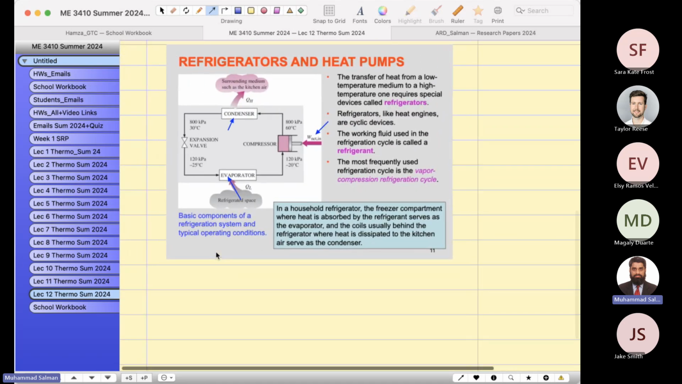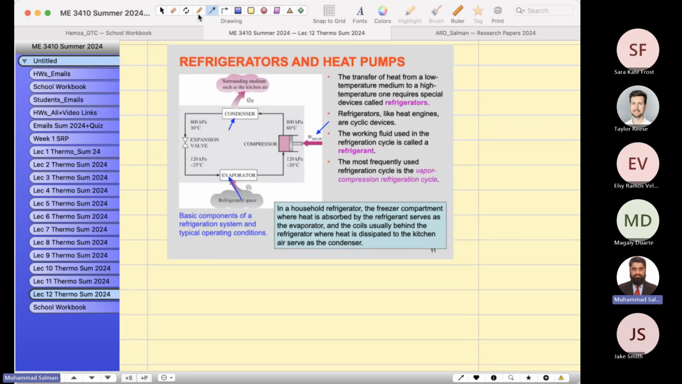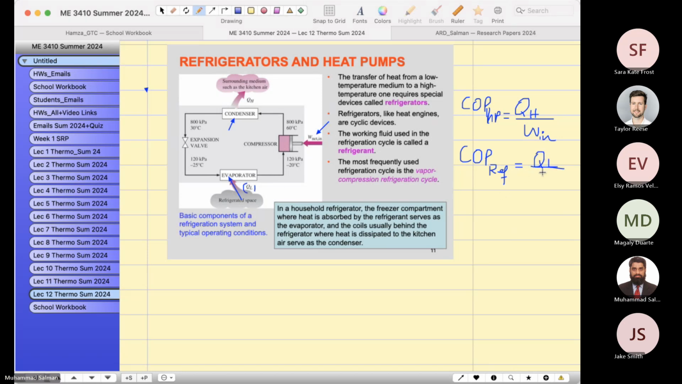In the heat pump, the desired output is QH. So COP for the heat pump is the desired output, which is the heat supply, divided by the work input. And for the COP of the refrigerator, the desired output is QL. This is the desired output divided by the work input.